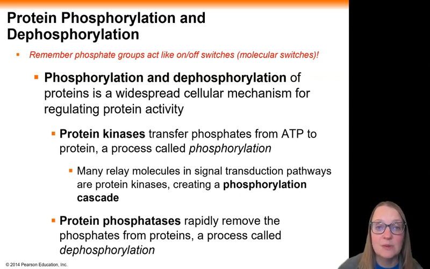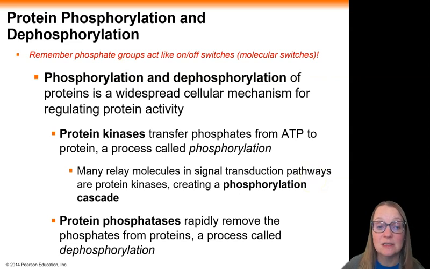Phosphorylation is going to be performed by proteins that are called protein kinases. Protein kinases specifically have the ability to take a phosphate group off of an ATP and add it to another molecule. This is called phosphorylation. And so many relay molecules in a signal transduction pathway are protein kinases.